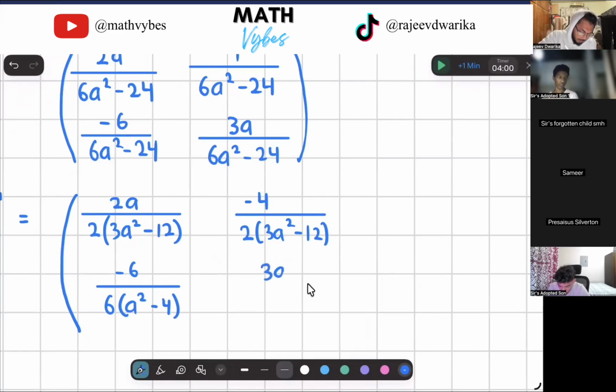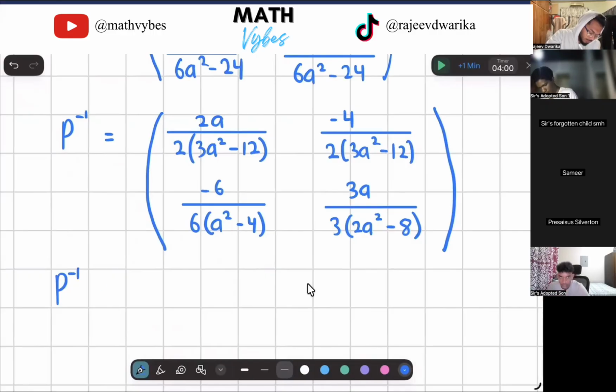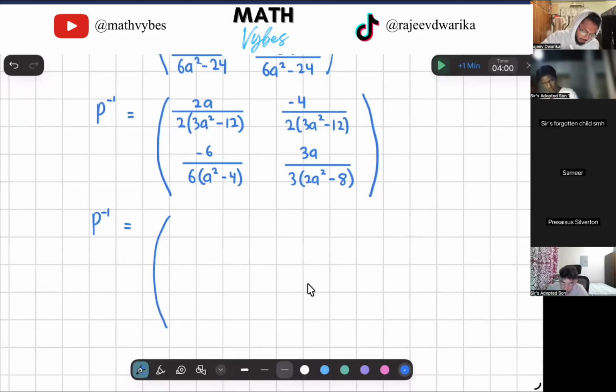And over here now, could I pull out 3 from 6a squared minus 24? Yeah, that'll be 2a squared minus 8. So now we could write the final, most simplified answer. As you can see, Ria, this 2 and this 2 will cancel off. 2 into 2 is 1, 2 into 4 is 2, and the 6 and the 6 will cancel off. The 3 and the 3 will cancel off. So your most simplified answer is a all over 3a squared minus 12.